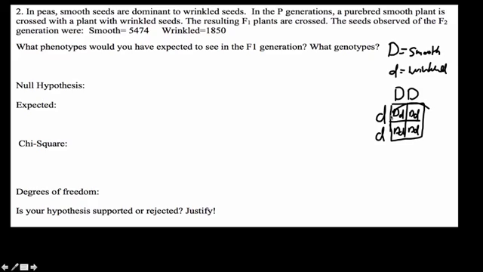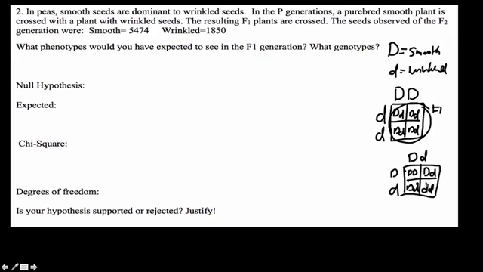Now this here is the F1 generation. So now we have to take two of these and cross them. If we do that, big D, little d, big D, little d, we get big D, big D, big D, little d, big D, little d, little d, little d. Okay, so we have smooth, smooth, smooth, wrinkled, based on our dominant and recessive calculations.